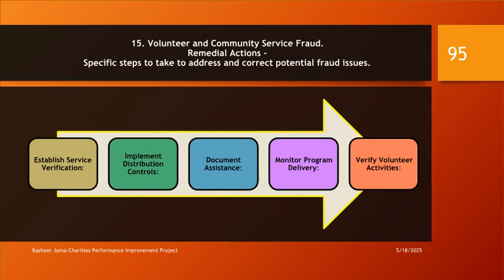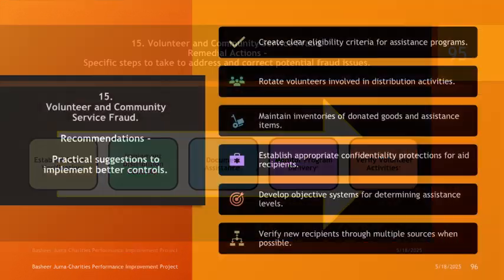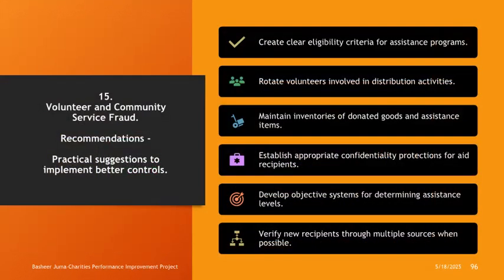Monitor program delivery. Regularly verify community service activities. Verify volunteer activities. Implement systems to track volunteer participation accurately. Recommendations. Create clear eligibility criteria for assistance programs.